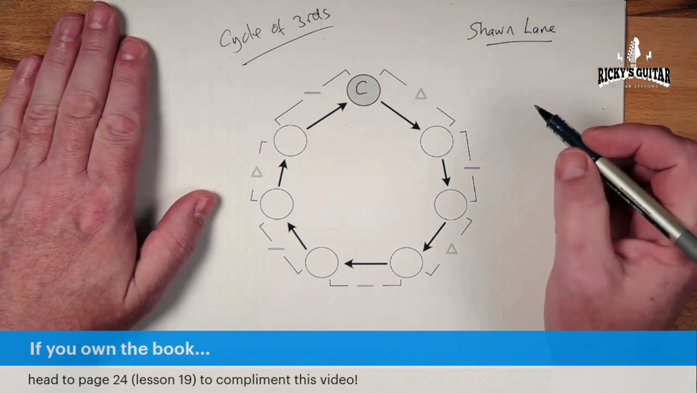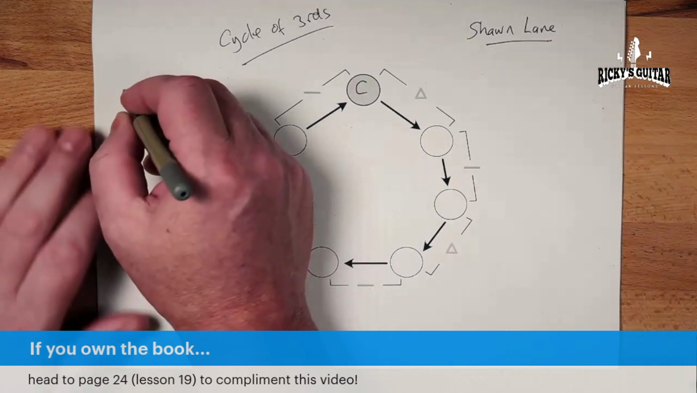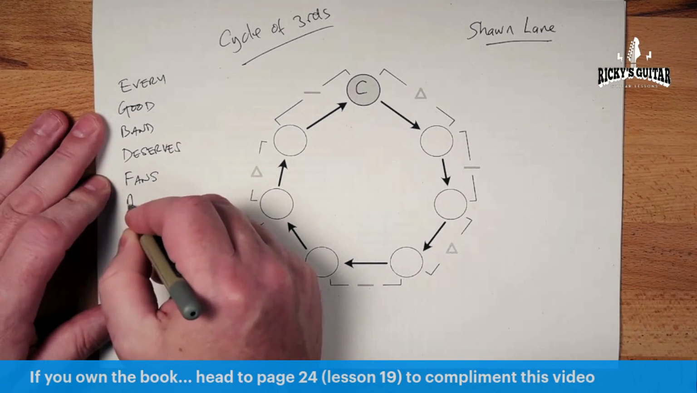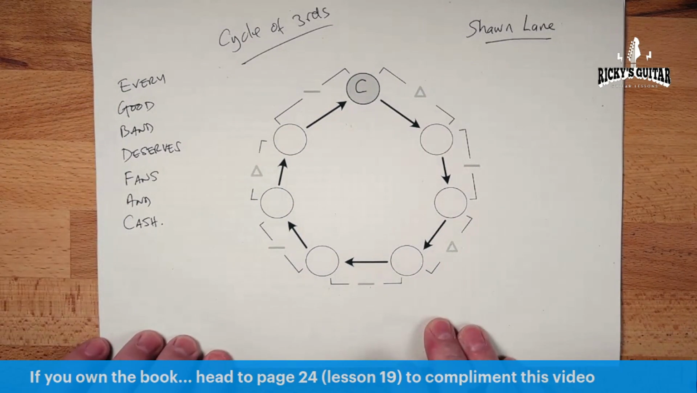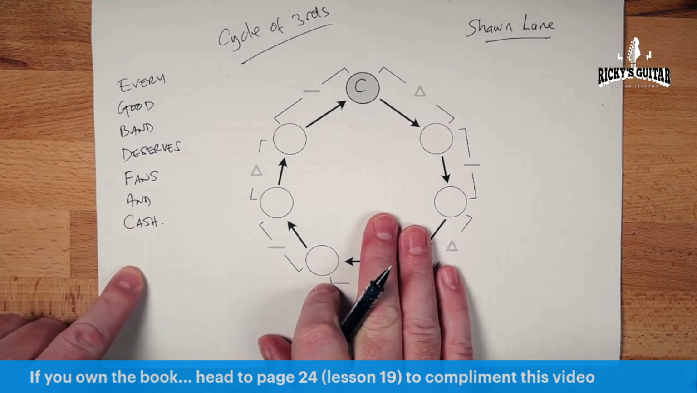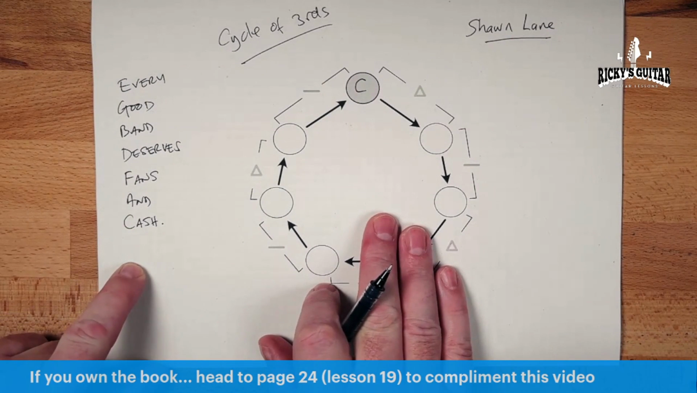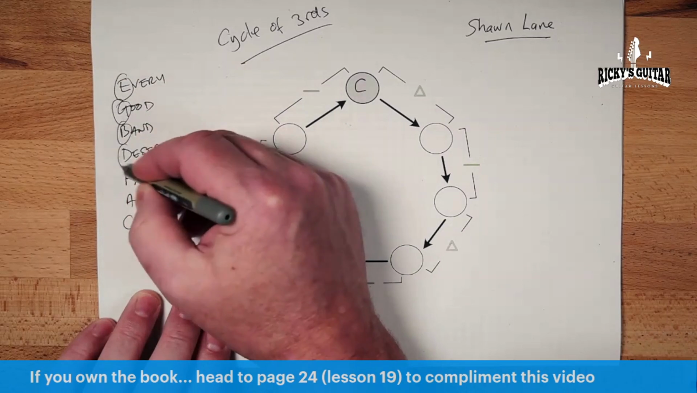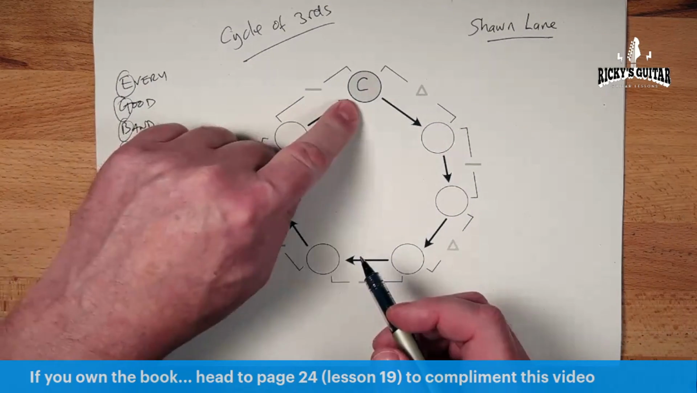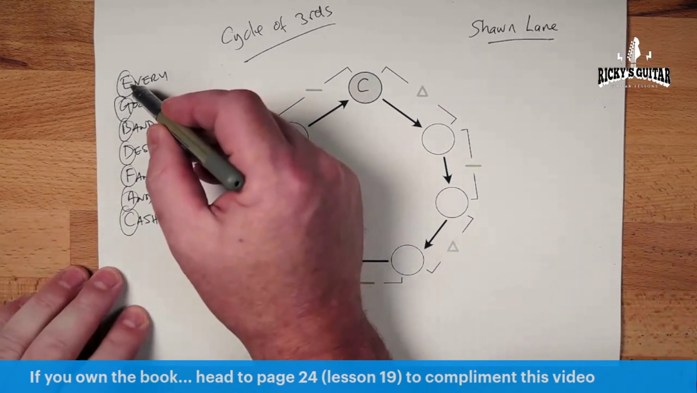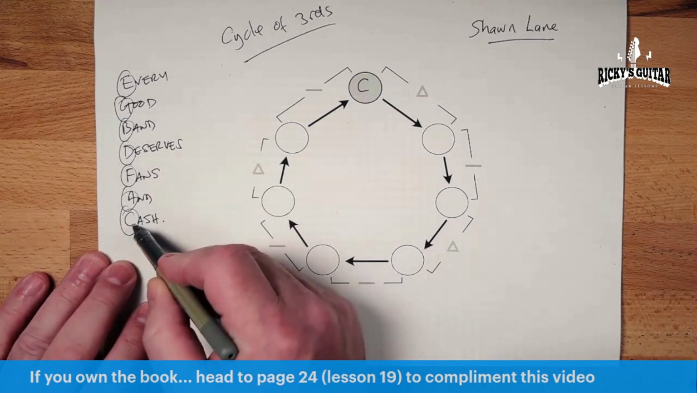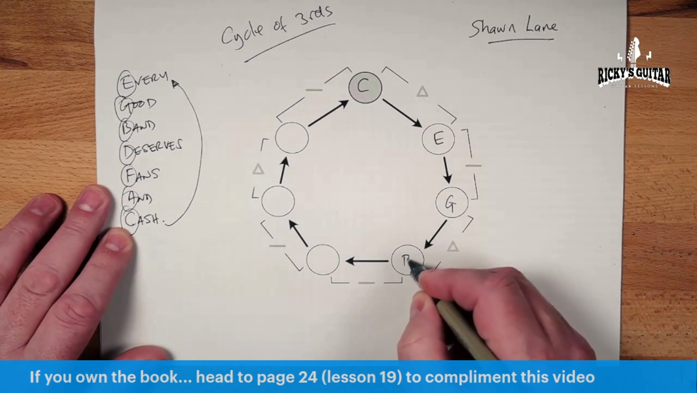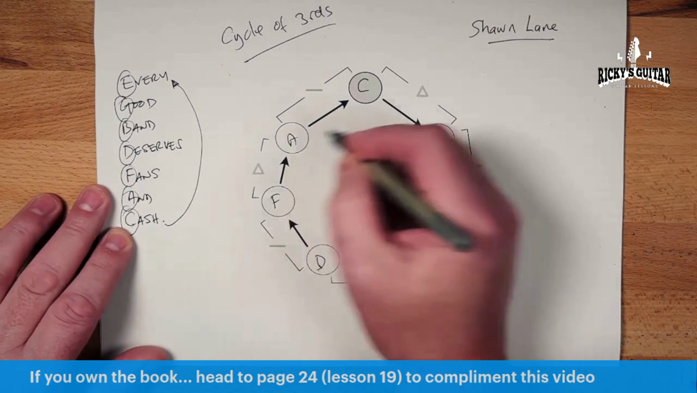Now, if you know anything about my cycle of thirds mnemonic, this is the one that I use. Every good band deserves fans and cash. I don't care if you change that mnemonic to whatever you want. This is the cycle of the way that it goes round. It goes E, G, B, D, F, A, C. Point in case, this is the key of C. When it goes from the every good band deserves fans and cash, it goes back to every again. So it just cycles round.